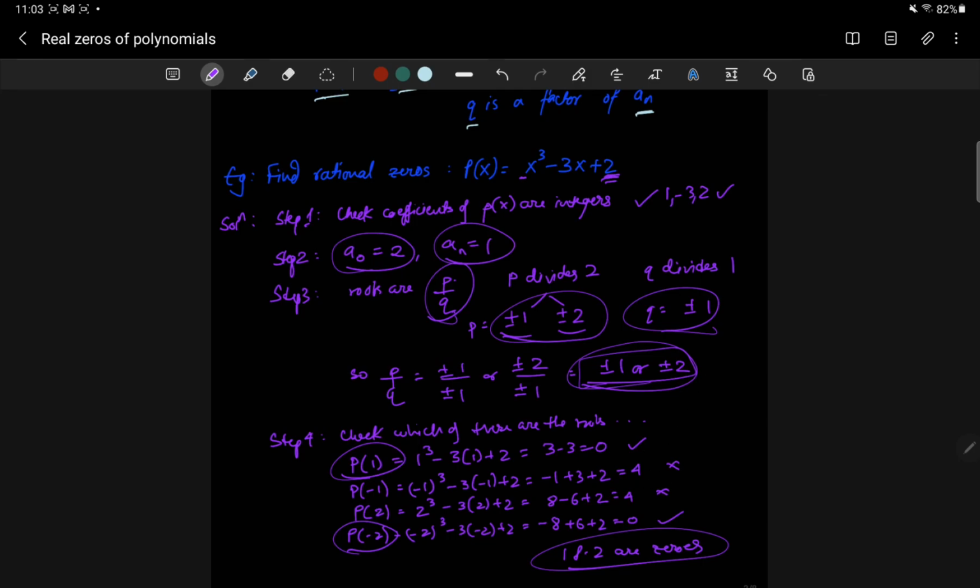Now, in the next video, we are going to do another example where these steps are going to remain the same, but for step 4, to check, we will use something that we have learned before, which is synthetic division. And the reason is, sometimes when you have higher powers, plugging in each number is difficult. You have to do a lot of calculation. Whereas doing the synthetic division and using the remainder theorem is going to be way quicker. Okay, that's it for this video. Thank you.